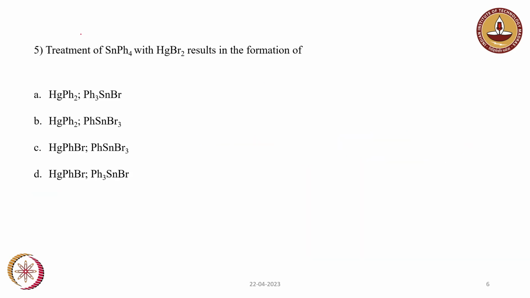The next question is treatment of SnPh4 with HgBr2 results in the formation of option A, HgPh2 and Ph3SnBr. Option B is HgPh2 and PhSnBr3. Option C is HgPhBr and PhSnBr3. And option D is HgPhBr and Ph3SnBr.